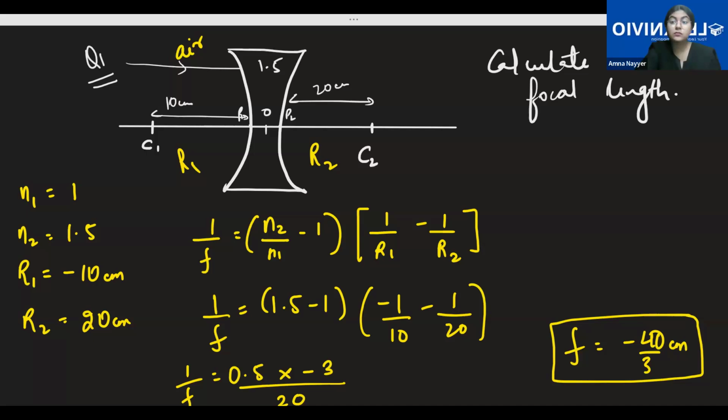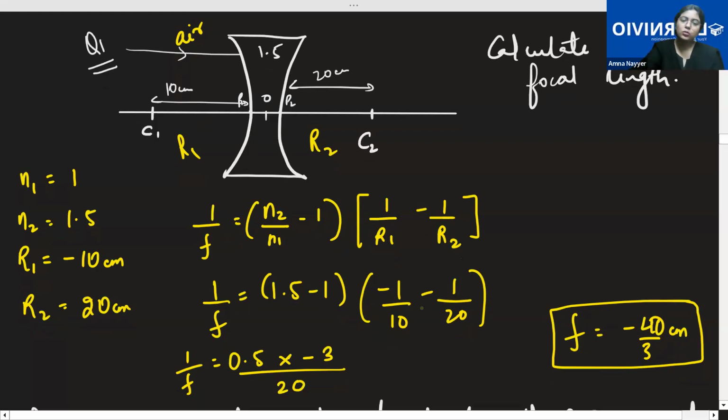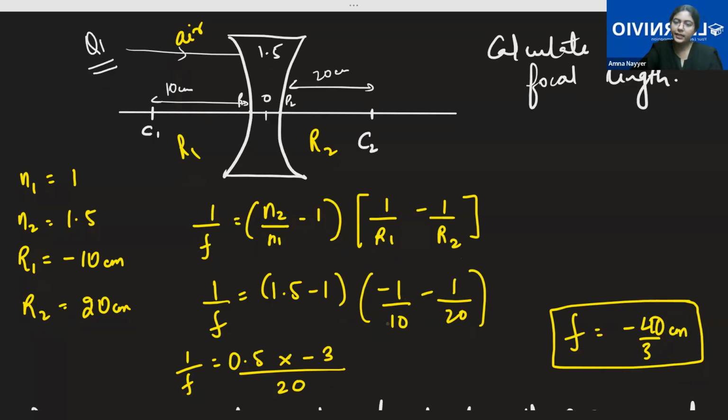Ma'am, how did we get minus 40 by 3 centimeters? You multiply this with 2. This will be 20 in the denominator. 20 minus 2 minus 1 gives minus 3. What is 0.5? 1 by 2. 2 into 20 is 40. So 1 by f is this. The reciprocal of it will be the focal length.